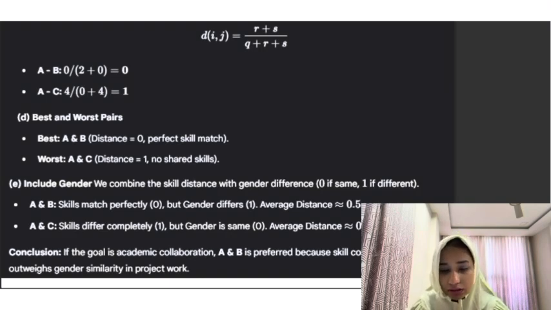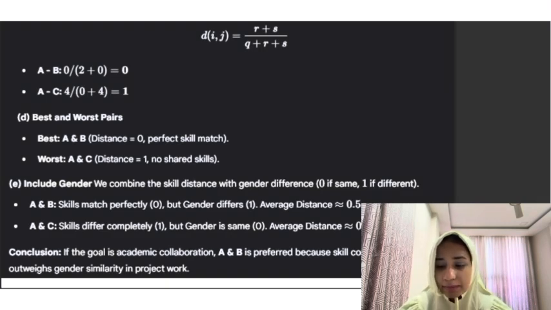So conclusion, if the goal is academic collaboration, in academic if we want to collaborate on the basis of their skills, then A and B is preferred because their skills match compatibly. They are compatible, means their skills are perfectly same. So if for academic collaboration we are looking for it, then A and B is preferred.